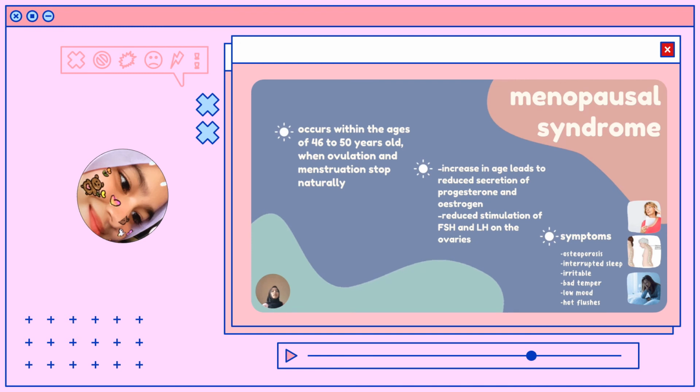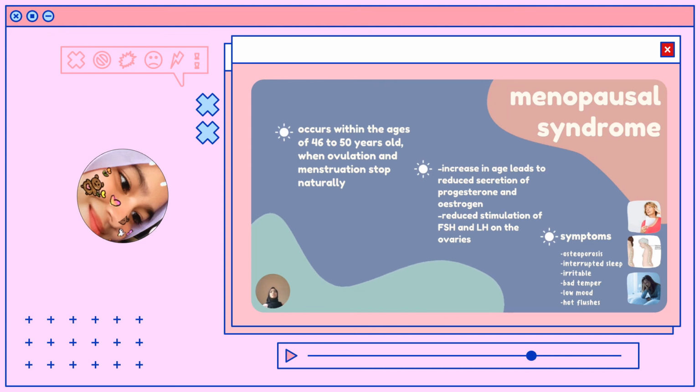For example, if you're experiencing menopausal symptoms or you're not getting your period for too long, like about 2 years, and you are 20 years old, maybe you need to see the doctor. You need to go to the clinic and ask for a medical checkup. Okay, so the increase in age leads to reduced secretion of progesterone and estrogen hormone. The older you get, the lower the secretion of progesterone and estrogen hormone.